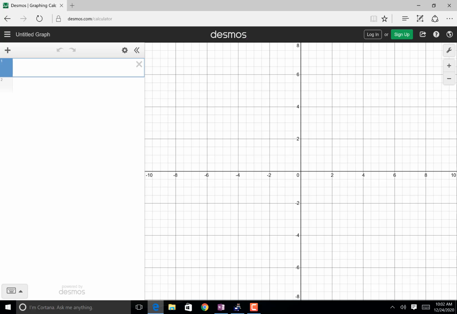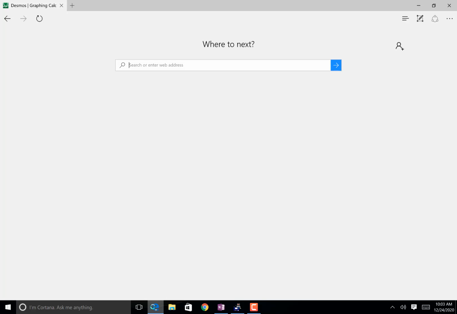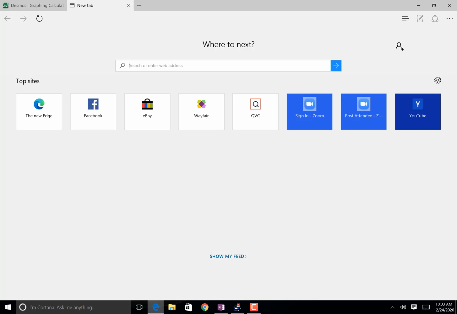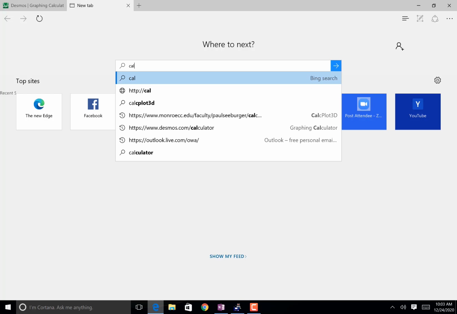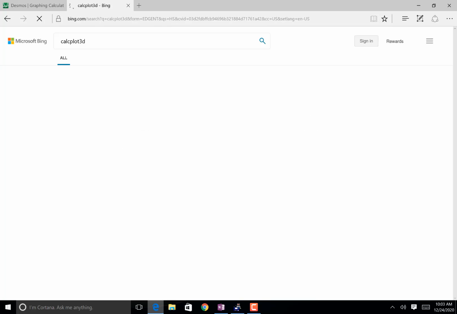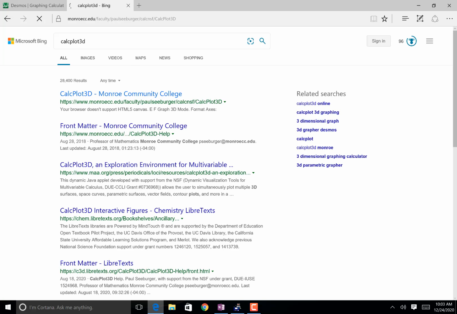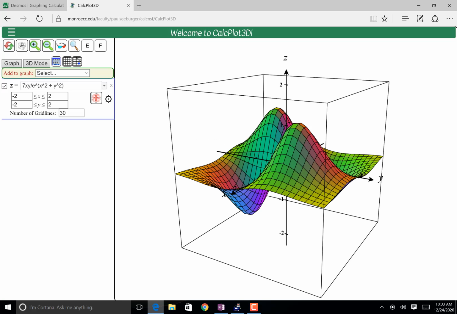Perhaps our surface was, come on, give it to me, you hippie. Calc plot 3D. There it is. Give it to me. Come on now. I have to use this stupid thing because my Google Chrome keeps crashing on this thing.